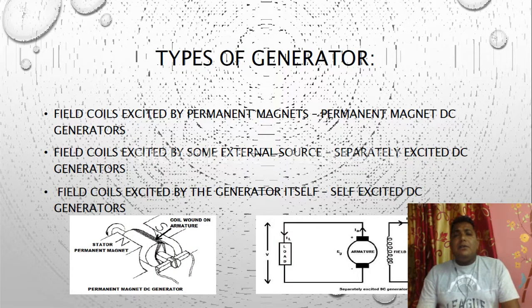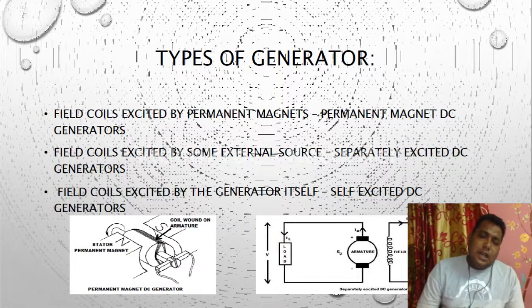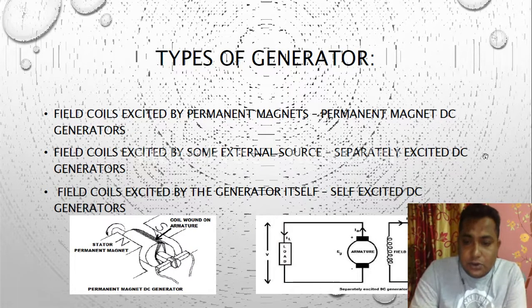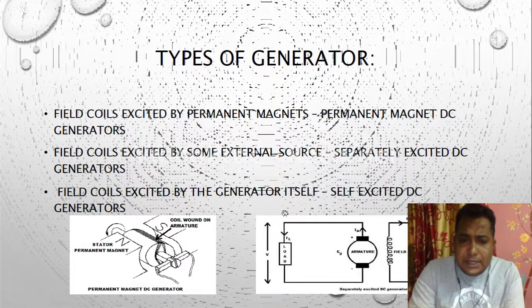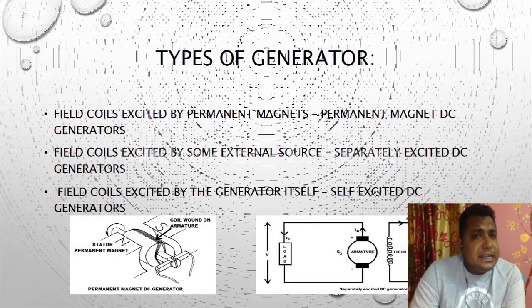Now let us identify why there are three types of DC generators. Follow my point, right? It is very interesting to know. Whatever picture is given on the right hand side over here, that is a separately excited DC generator. So what is a separately excited DC generator? Let us see. It is known that the field windings, field coils, are excited by some external source. So this is the field winding and this is the armature winding.